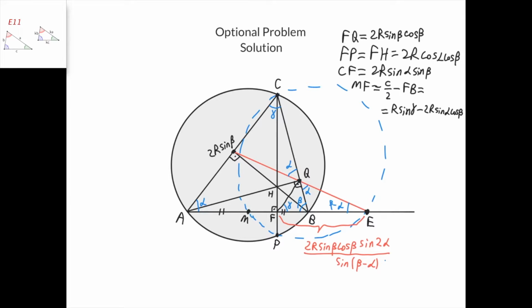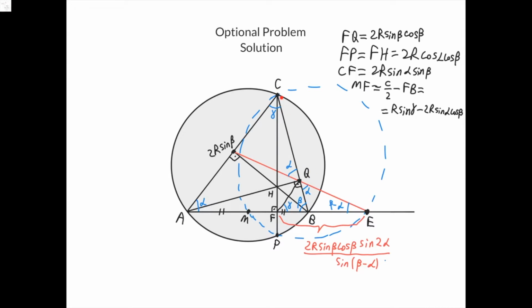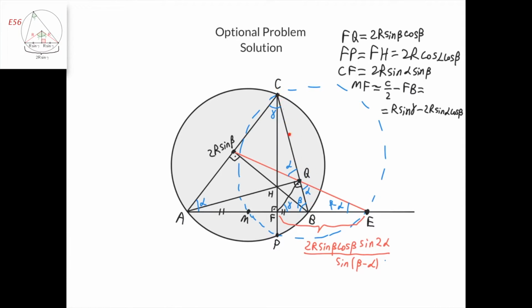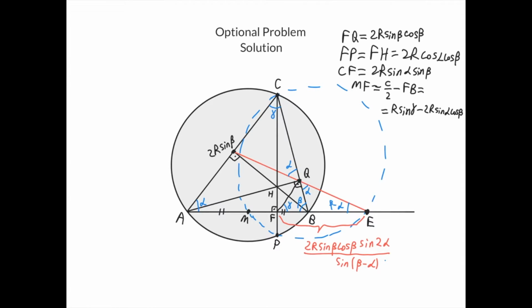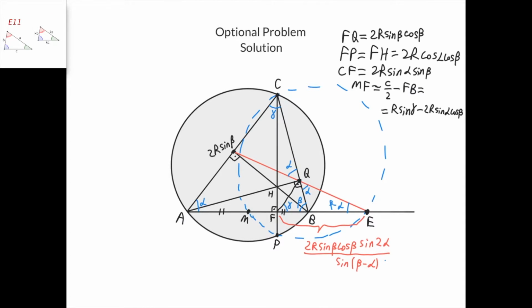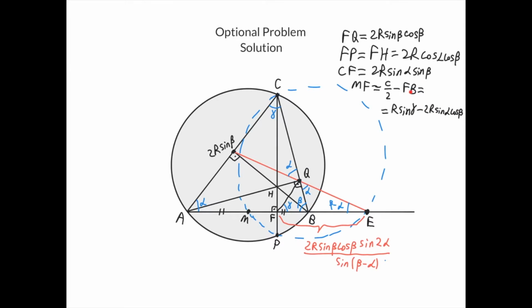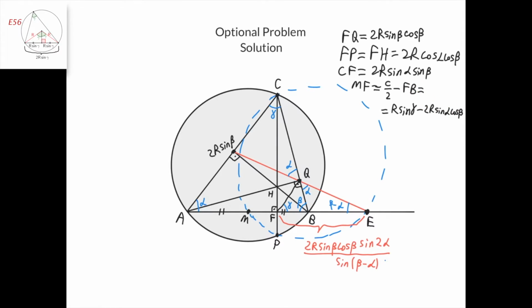But we saw that triangle FBQ is similar to triangle ABC. The corresponding side to FB is BC, and BC equals 2 times r sine of alpha from the law of sines. And the coefficient of similarity is cosine of beta. So FB equals 2 times r sine of alpha times the cosine of beta, which is written here, where from the law of sines I've substituted c over 2 with r times sine of gamma.